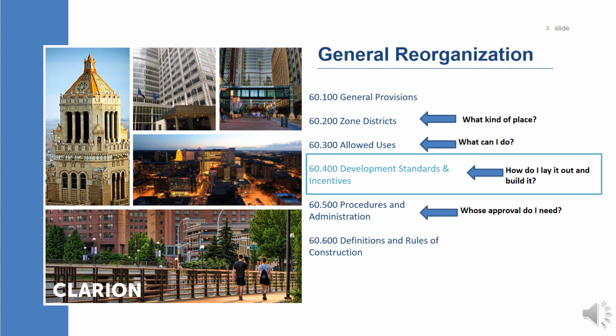The Unified Development Code is broken into 3 installments. Installment 1 covered zoning districts and uses. Installment 2 will cover development standards, and Installment 3 will cover approval process. Each of the installments is meant to answer one of the following questions. Installment 1, what kind of place is it and what can I do? Installment 2, how do I lay it out and build it? Installment 3, whose approval do I need?